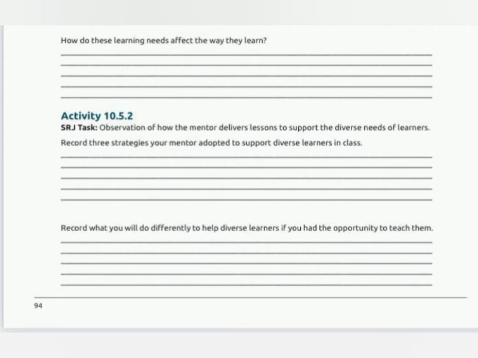So, 3 of these strategies. Well, you can write that the mentor used the sharing strategy. That is, he lets those who do not have the textbooks sit with those who have. It's a strategy that the mentors can also use. Then you can also write that his mentor gives less attentive students more attention.